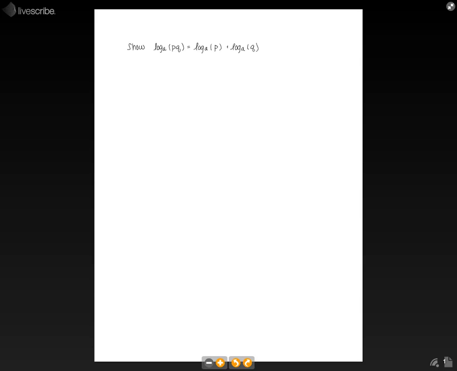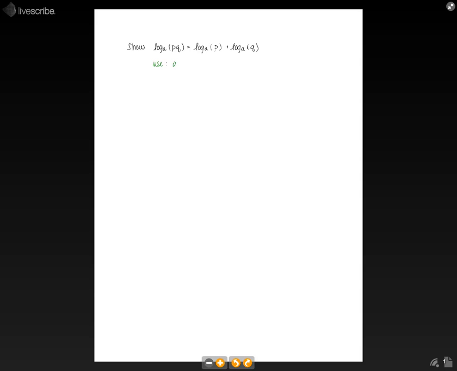In this pencast, we're going to be learning about properties of logarithms. So this problem says, show that log a of p times q equals log a of p plus log a of q. Alright, so we know that logarithms are based on exponents, so we're actually going to use some exponential properties to solve this problem.